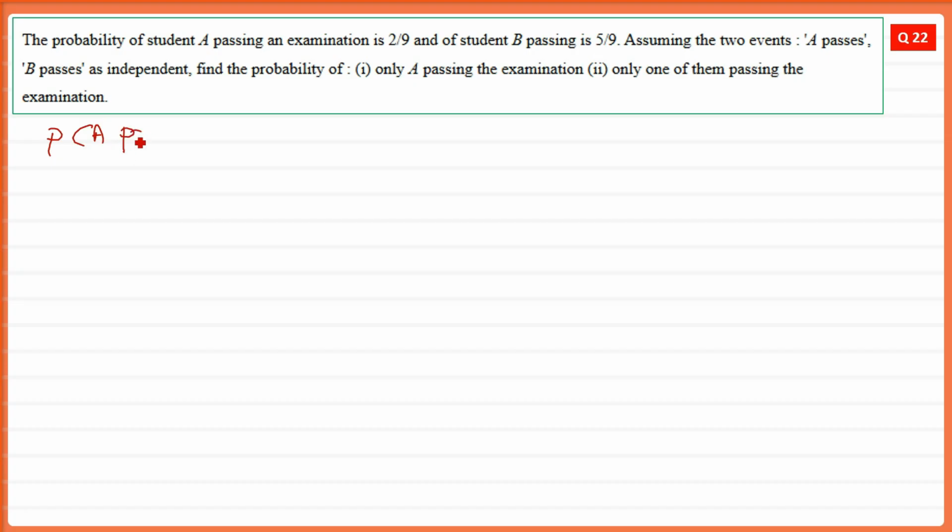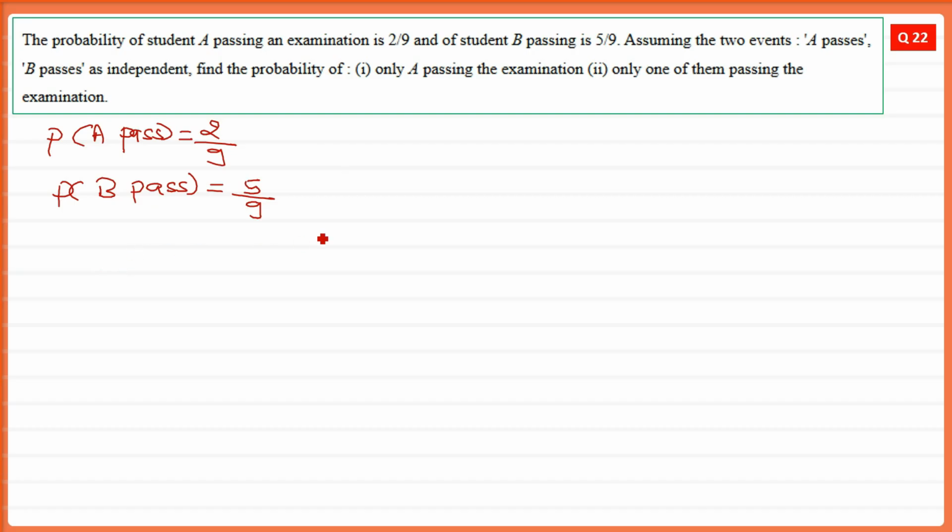So P(A) passing the examination is 2/9. Student B passing is 5/9. So these are all given in the question. Assuming that the 2 events, A passes and B passes, are independent, find the probability of only A passing the examination.